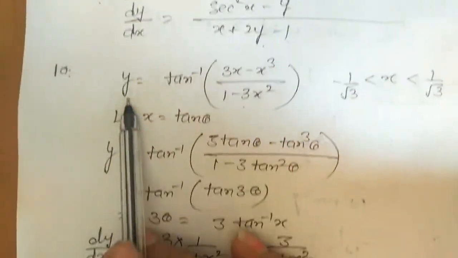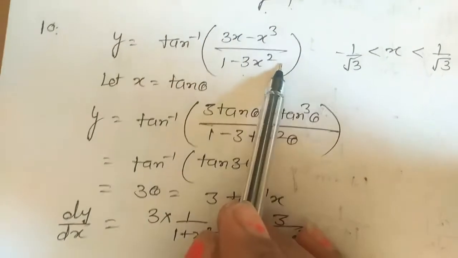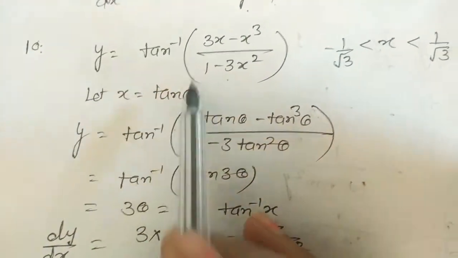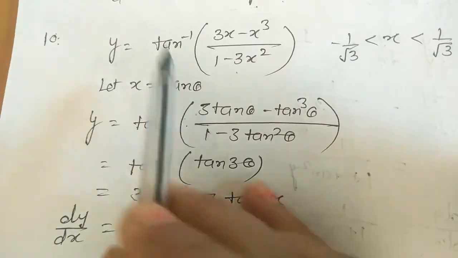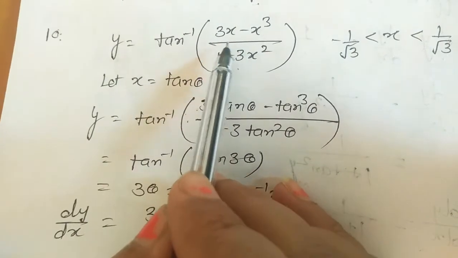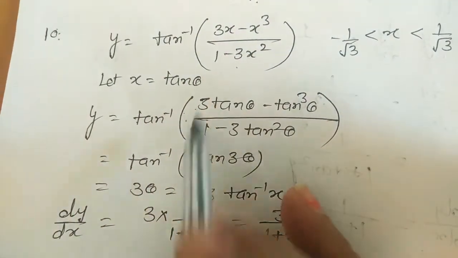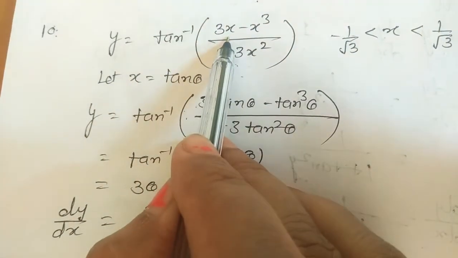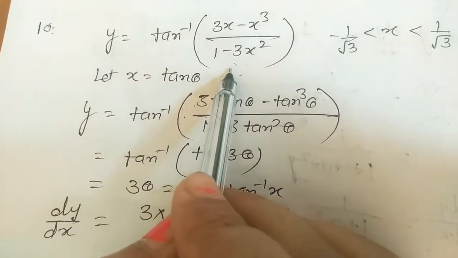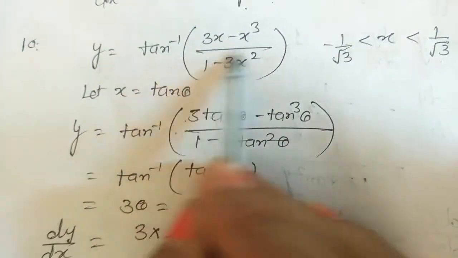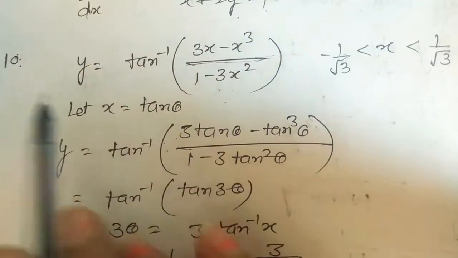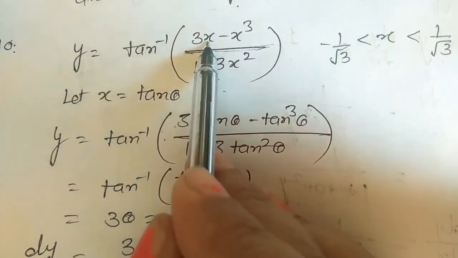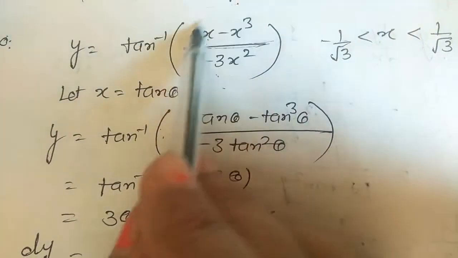Now come to the 10th question. It is an inverse trigonometric function. If we take the derivative of this directly using the formula, it will be typical, so I am first taking it in the simplest form. How will we do that? We read about this type of question in the second chapter, and in that exercise we took it in simplest form. So by putting x is equal to tangent theta, this will be tangent 3 theta.